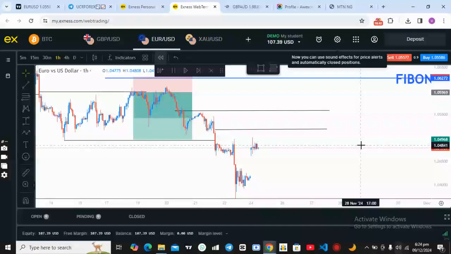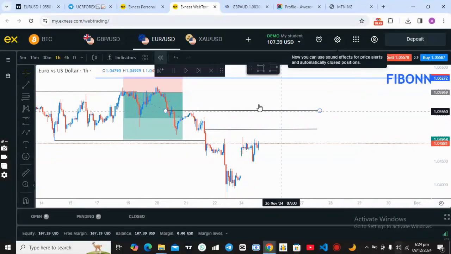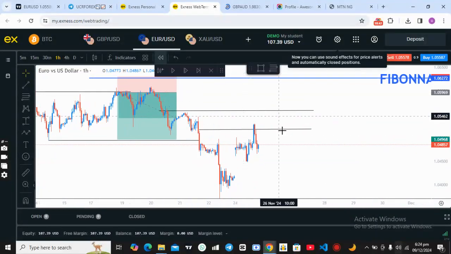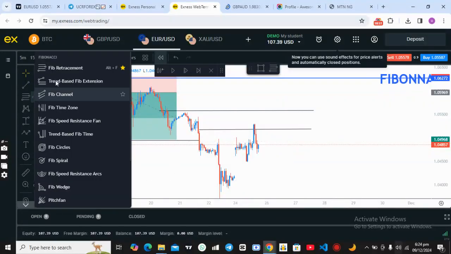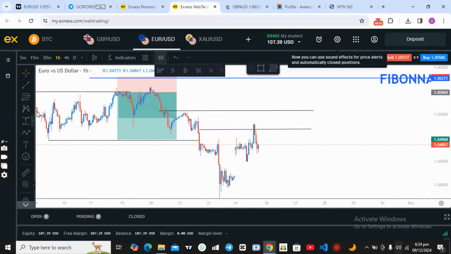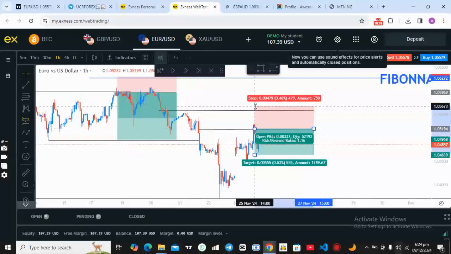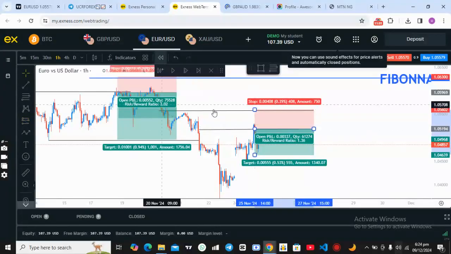Believe me, Fibonacci retracement works in all time frames. It works in any time frame of your choice, whether you are using the 5 minutes time frame, 15 minutes time frame, 30 minutes time frame. Fibonacci retracement works on those time frames. So do not feel that it only works on one particular time frame. So price is already at your 61%.